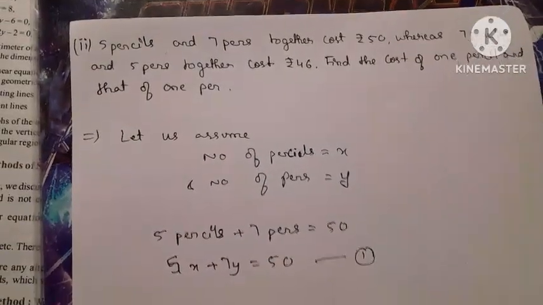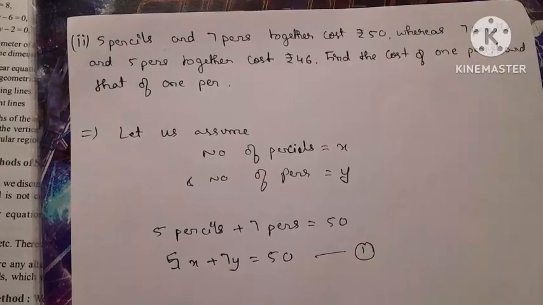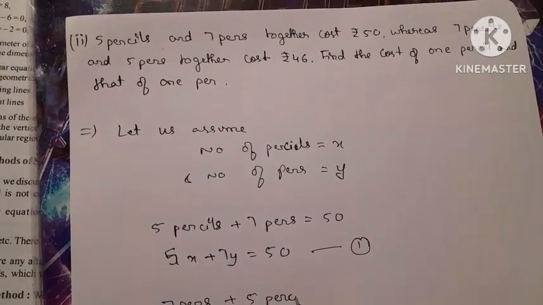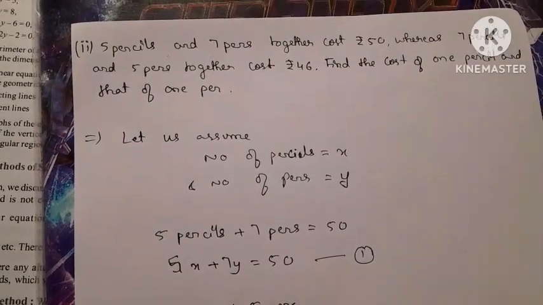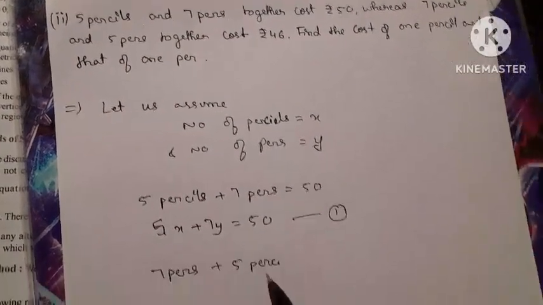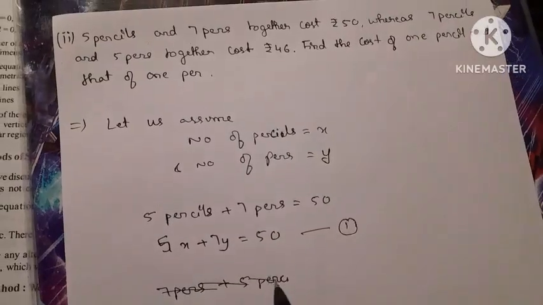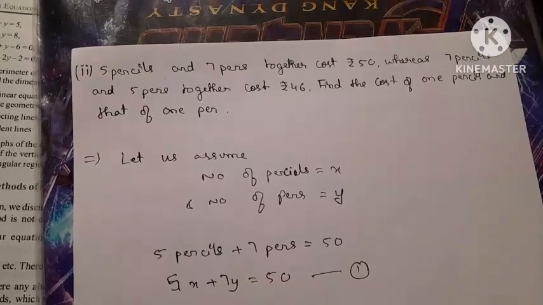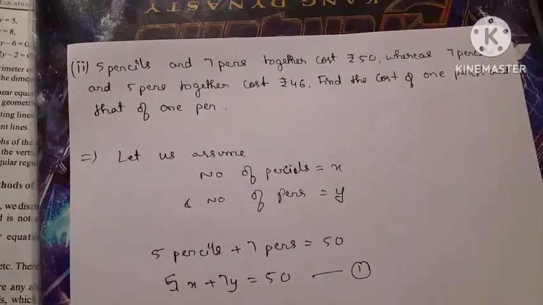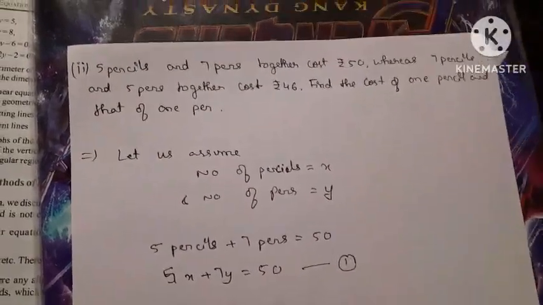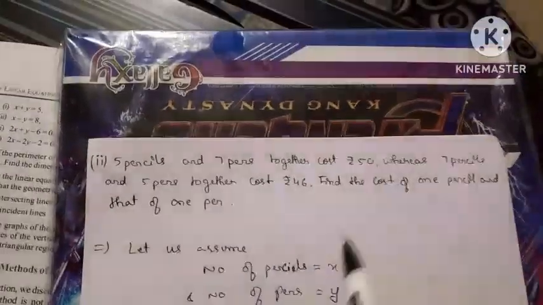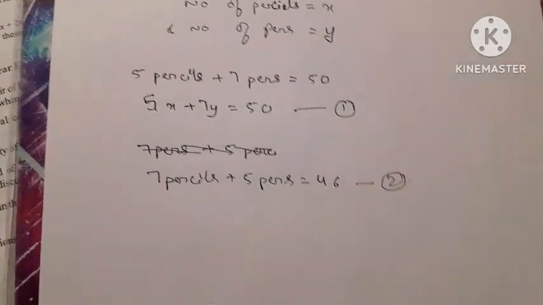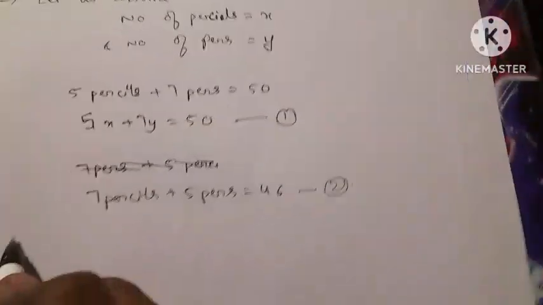Similarly, second statement says that 7 pencils plus 5 pens equal to 46. This will be equation number 2. Sorry, my mistake, the question was 7 pencils and 5 pens. So we got both the equations. Now let's plot the points.